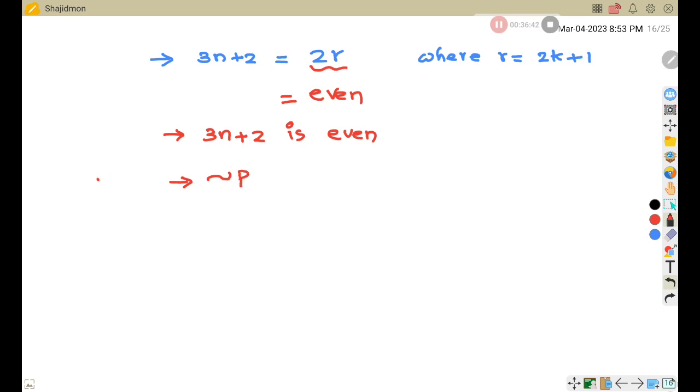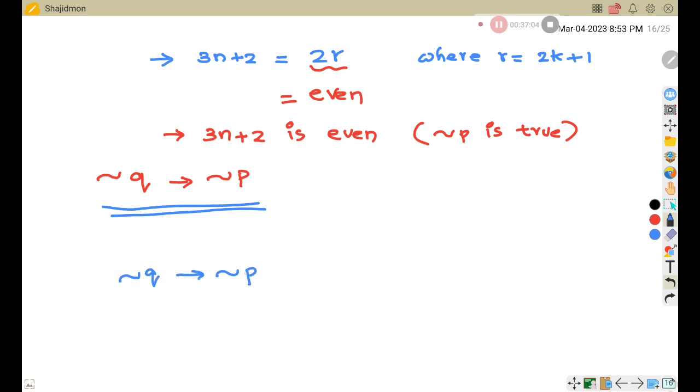We started with negation q, and we got negation p also true. That means negation q implies negation p. And negation q implies negation p is logically equivalent to p implies q. That is the proof of that statement. Hope you understood this question. You can practice so that it will be easy.